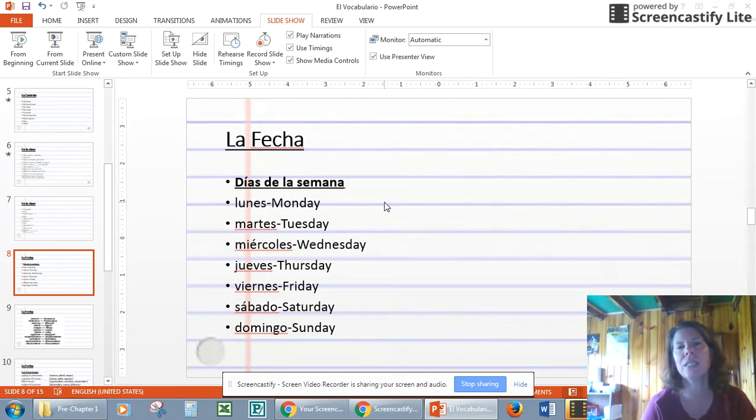And some of these you may have heard if you've ever watched Dora or seen Sesame Street. There's a lot of PBS programs that will incorporate some Spanish now. So these might be familiar to you.